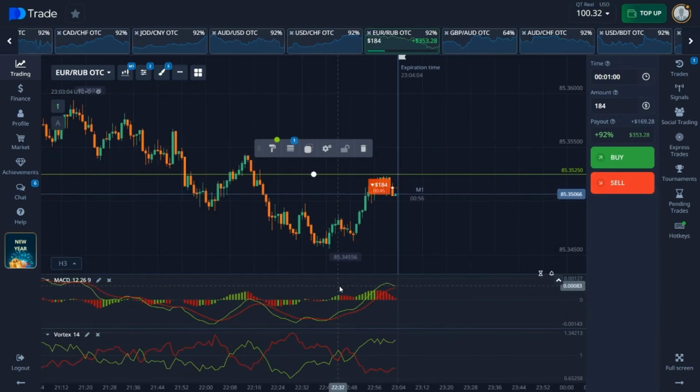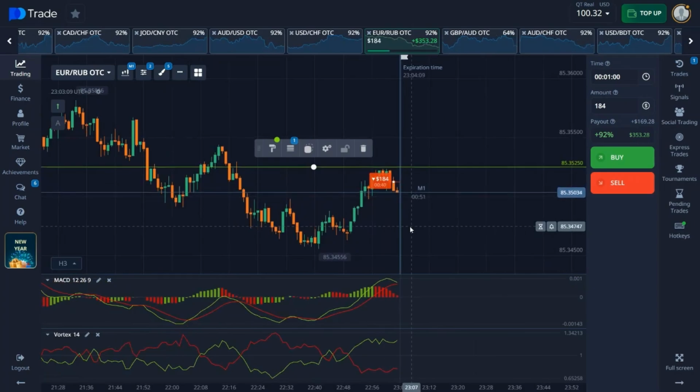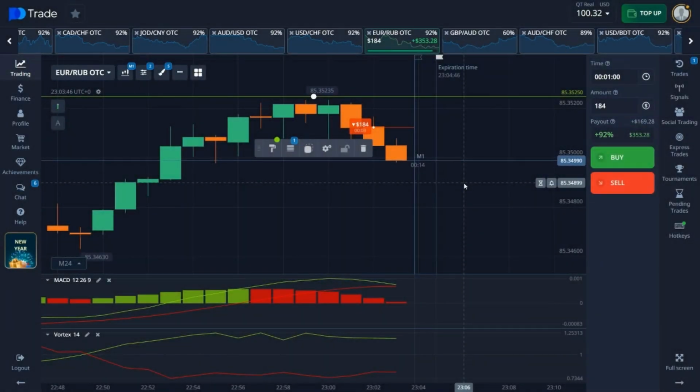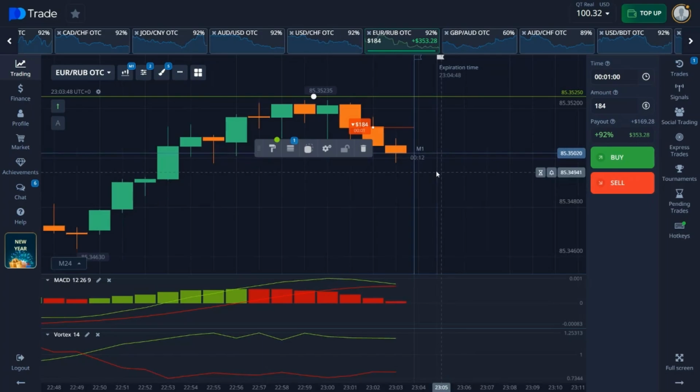So, our next deal, friends, ends in plus. Let's set $453 and move on to the next asset. Here we have worked well on the reversal from the resistance level. As you can see, this trading method also works, so use it.